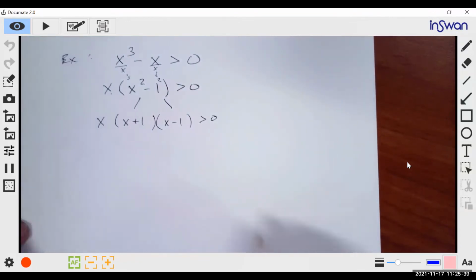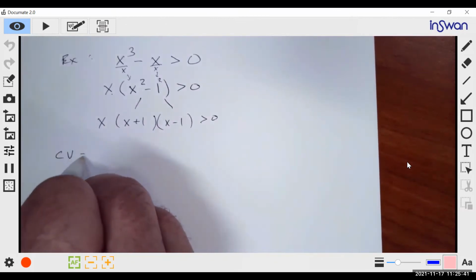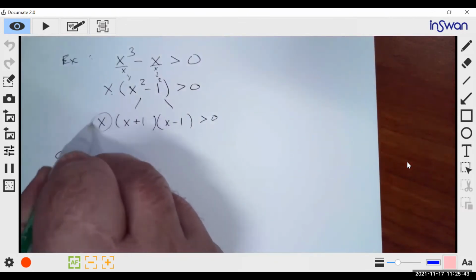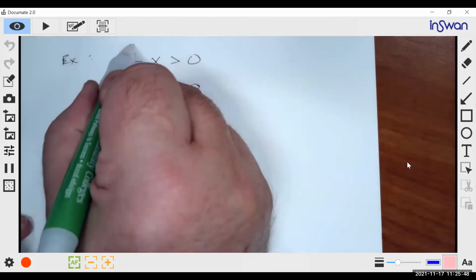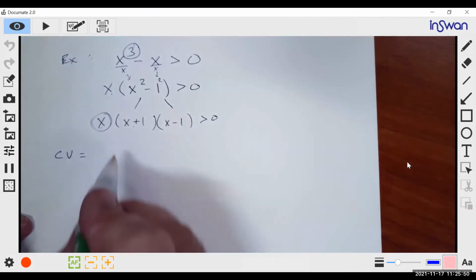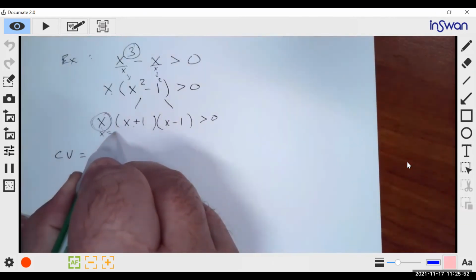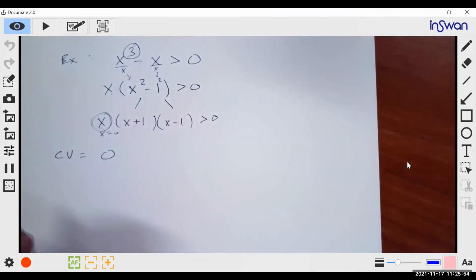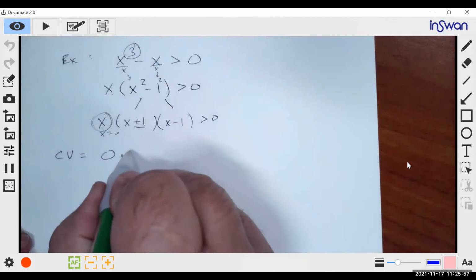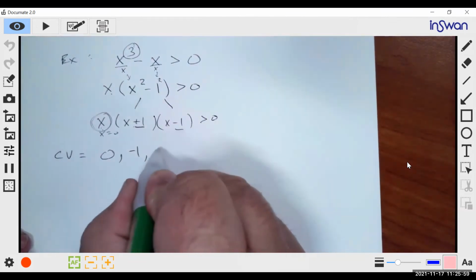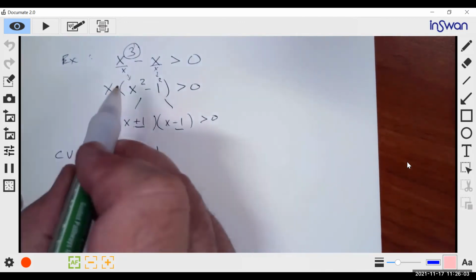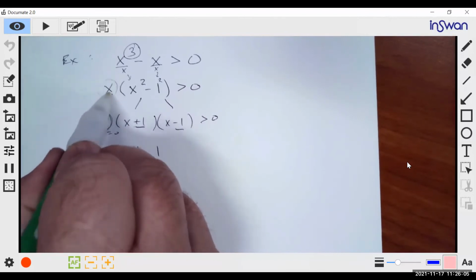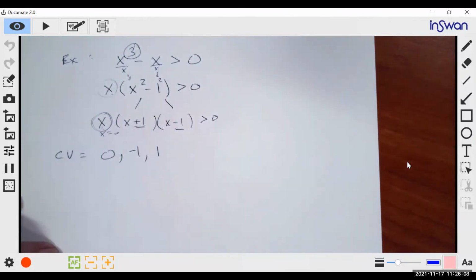So what are my critical values? What does this one give you? Anywhere you see an x, you have to have 3 answers. So the first one is x equals 0, so the critical value is 0. Then -1 and +1. You're not the only one; a lot of people forget about this x out there in front. It's a factor. No, it's an x. It contributes to everything.